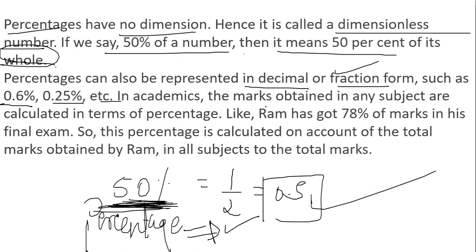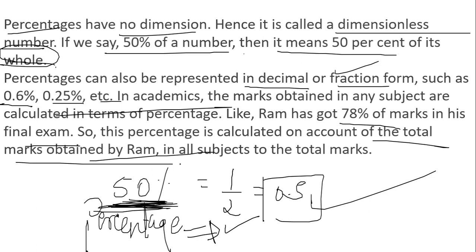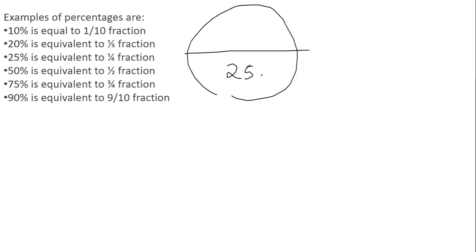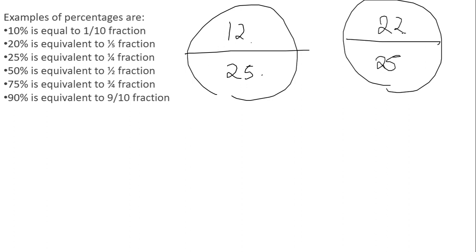In academics, the marks obtained in any subject are calculated in terms of percentage, like Ram got 78% in his final exam. So his percentage is calculated on the total marks Ram has obtained in all the subjects out of the total marks. We know this concept naturally, there is no real need of learning it. For example, if there was an exam of 25 marks and you got 12 marks, and the other exam was also of 25 marks and you scored 22 marks, you can clearly say that the student with 22 marks got the highest marks.